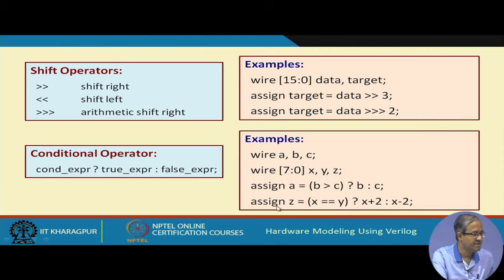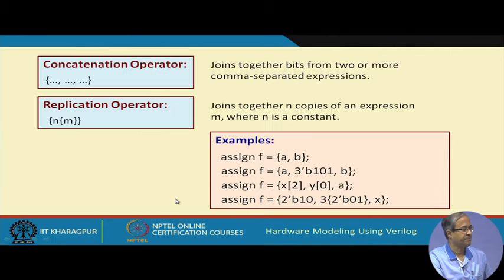Okay. Similarly, here is another example. Let us say x and y, if these are equal, this is the condition, then you take x plus 2, else you take x minus 2 and you assign it to another variable z. Well, this is just an example; a, b, c, x, y, z, you can have anything. So, this kind of operator is also available.